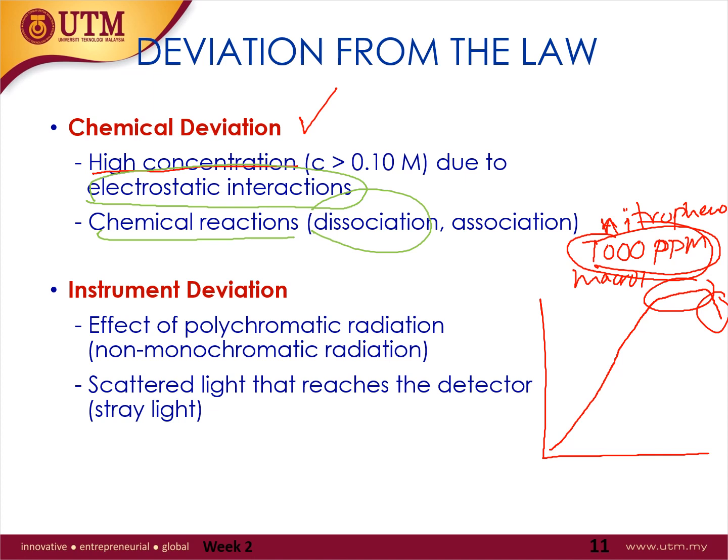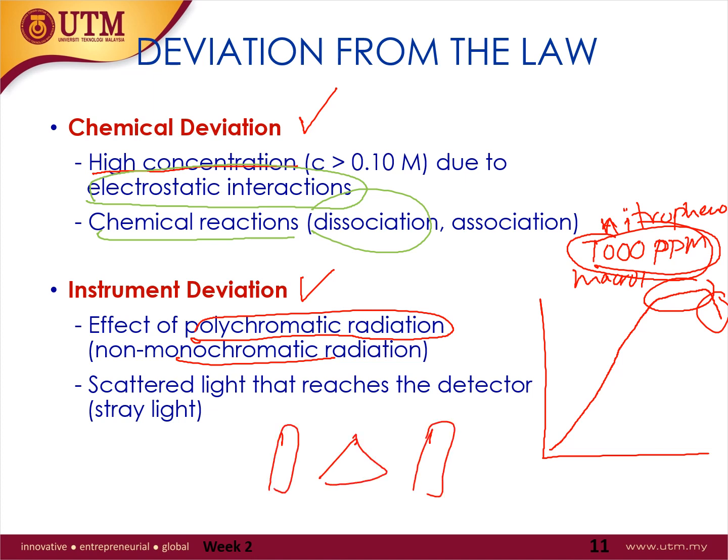Now we go into instrument deviation. Instrument deviation usually comes from the effect of polychromatic radiation. It means the radiation is not suitable for our monochromator and therefore it will not go into the slit very accurately. Maybe it goes like this, whereas the slit might be better positioned here. So it goes in only a little.